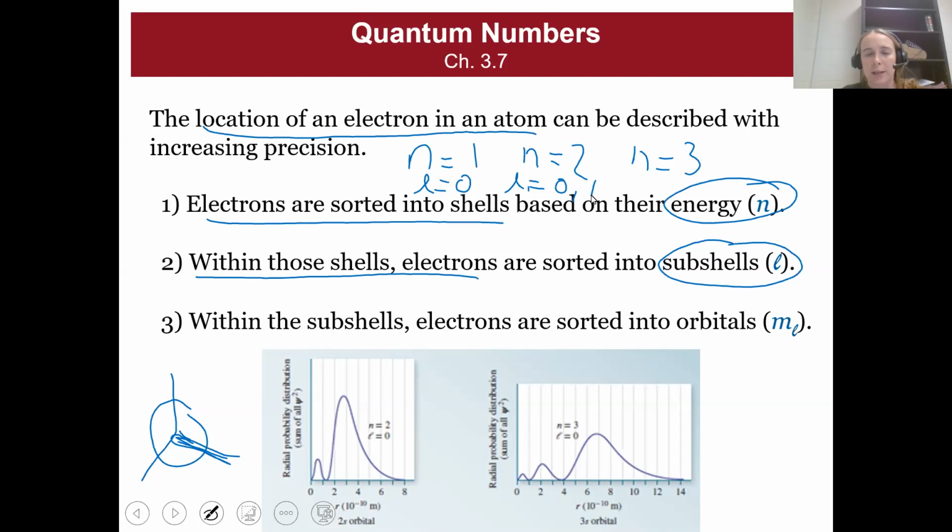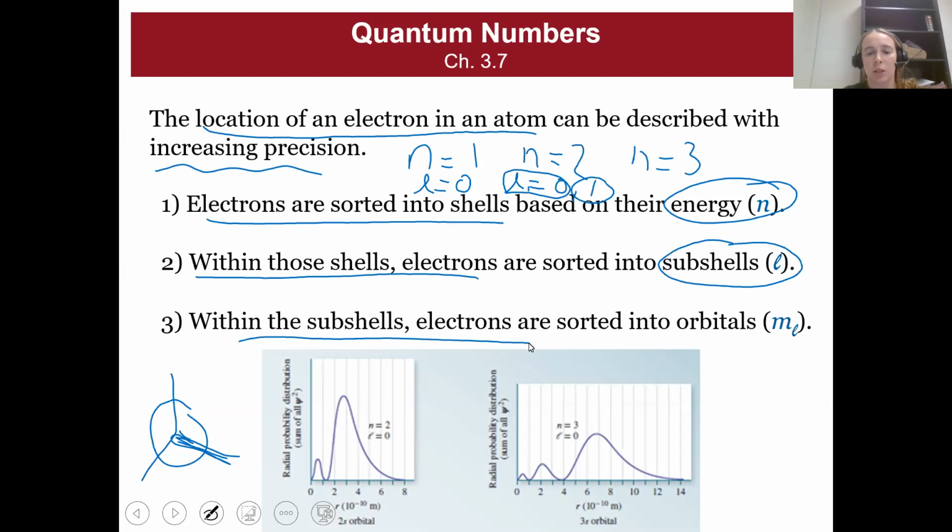And when n equals 1, there aren't really options. But when n equals 2, we have the L equals 0 subshell or the L equals 1 subshell. So we have two options. And then we have more options when we go up to n. So we found the shell, and now in that shell, we've found a subshell. So we're getting a better definition of where the electron is in the atom. We're getting increasing precision.